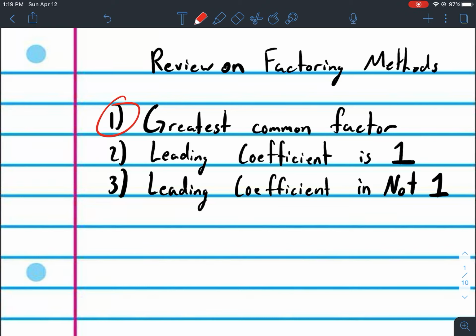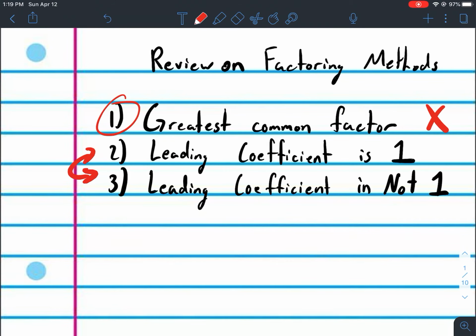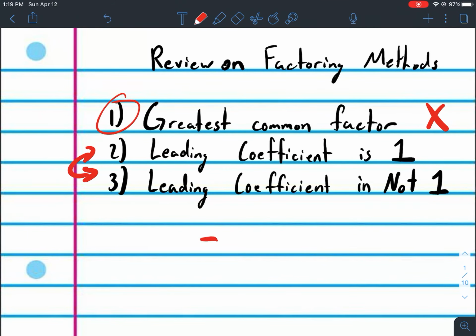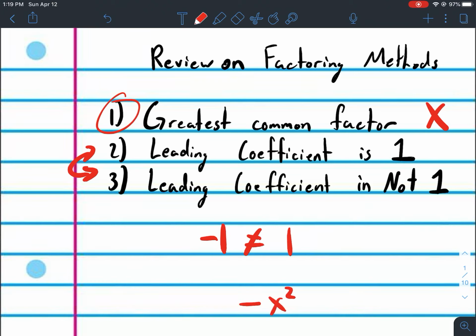Does this work or does this not work? Obviously, since I'm asking this question, it is not going to work. And then you'll fall into one of these options right here. Will the leading coefficient be equal to 1 or not equal to 1? Now, one thing I've had a bunch of people ask me: -1 is not equal to 1. So if your leading coefficient is negative x squared, that means it is -1x squared, which is not equal to 1. So be careful on that.